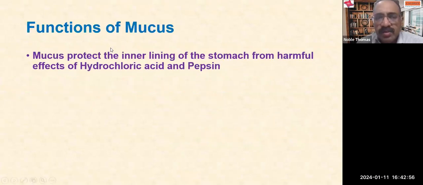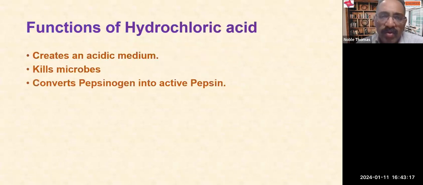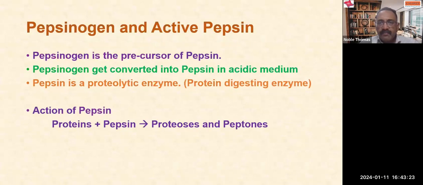The function of mucus is protecting the inner walls because very dangerous chemical reactions are going to happen. It contains hydrochloric acid, it contains pepsin, which is a very strong protein digesting enzyme, which is called a proteolytic enzyme. And to protect it from the high effect of that, we have a coating of mucus there. Then hydrochloric acid mainly kills the bacteria and creates an acidic medium.